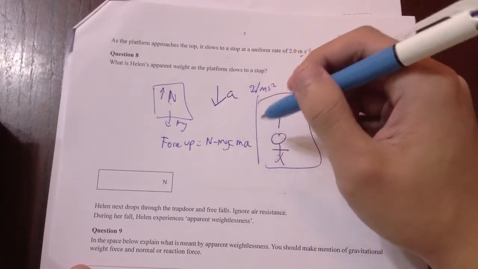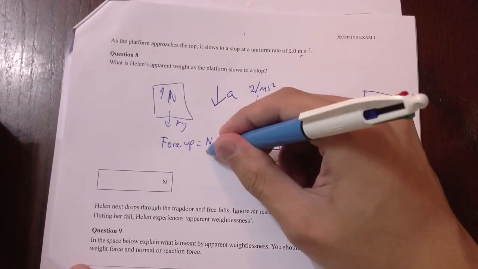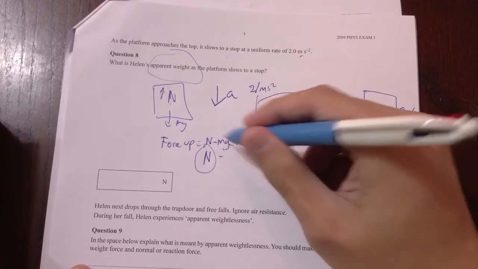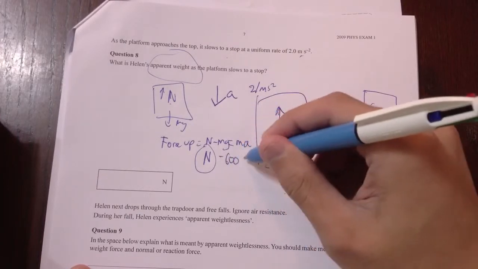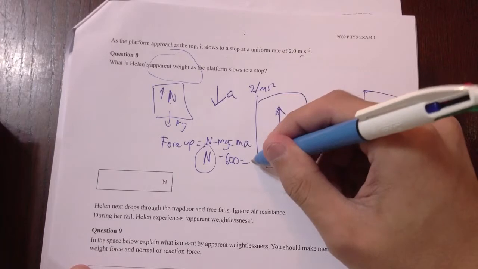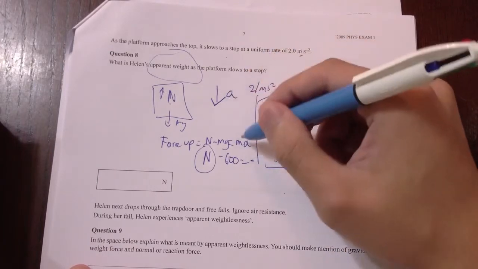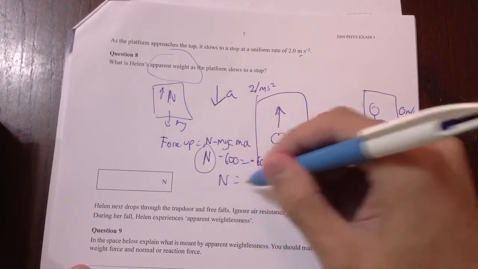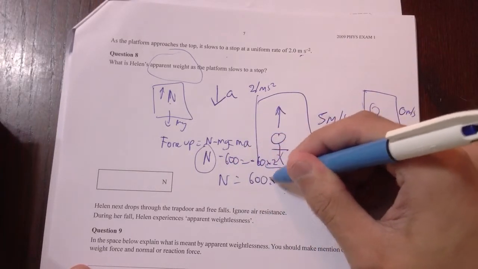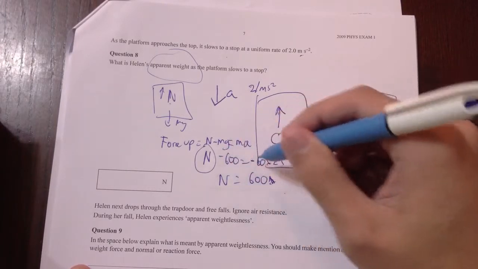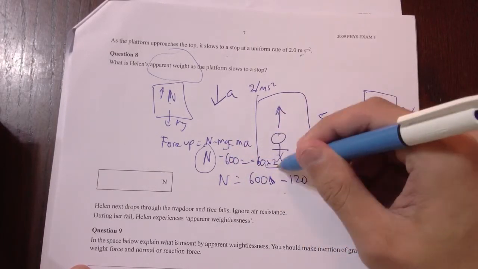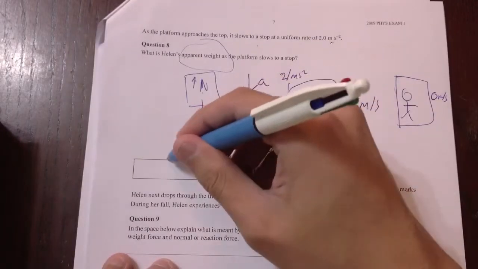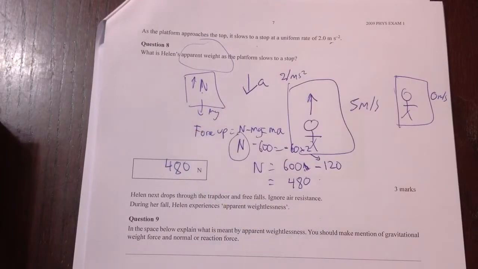But acceleration is going down now. So our normal force, which is what we're trying to find, that's her apparent weight, minus her 60 times 10, 600, equals minus her mass, 60 times 2. Normal equals 600, so we take that over, it becomes a positive, minus 120. That's 60 times 2. She apparently weighs 480 newtons now.